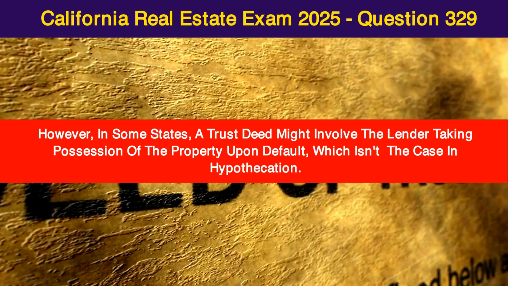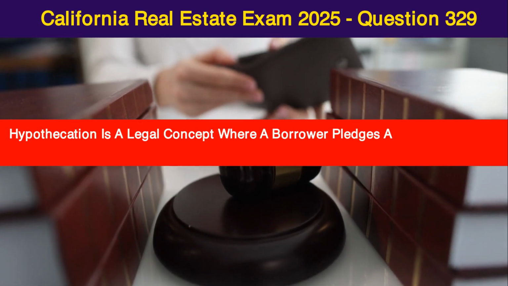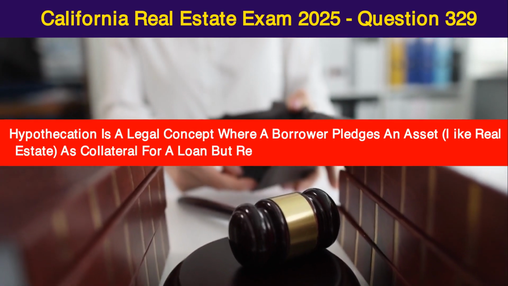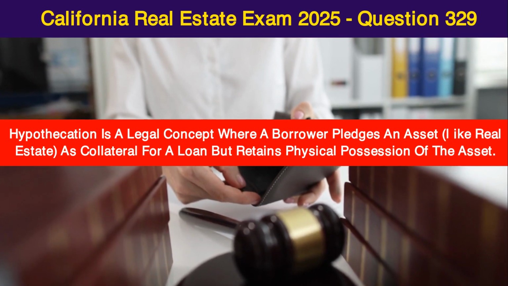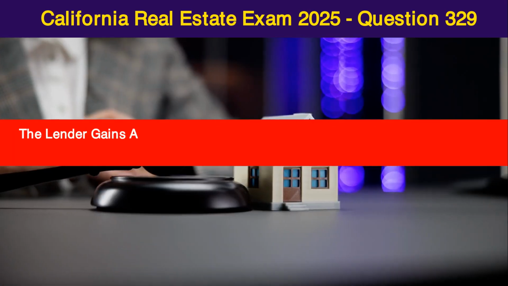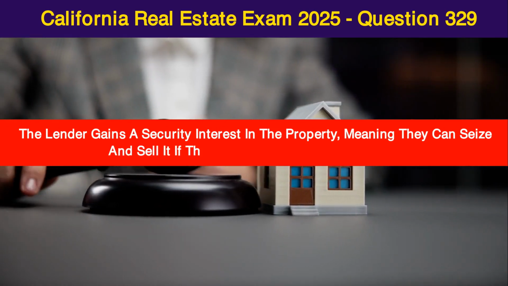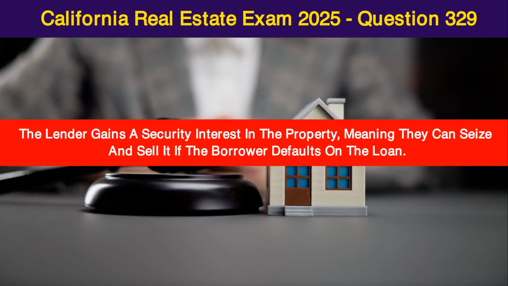However, in some states, a trust deed might involve the lender taking possession of the property upon default, which isn't the case in hypothecation. Hypothecation is a legal concept where a borrower pledges an asset, like real estate, as collateral for a loan but retains physical possession of the asset. The lender gains a security interest in the property, meaning they can seize and sell it if the borrower defaults on the loan.